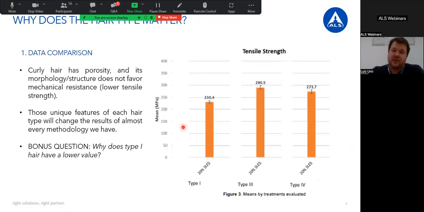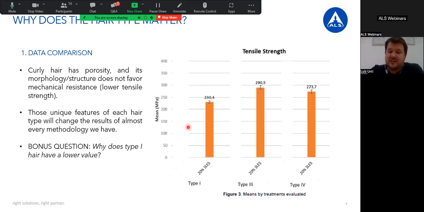And I bring this slide in here to show you the difference between the hair types and why the hair type matters when we are talking about instrumental testing. So as I just said, curly hair has some porosity, and the structure of the hair fiber does not favor the mechanical resistance compared to straight hair type.